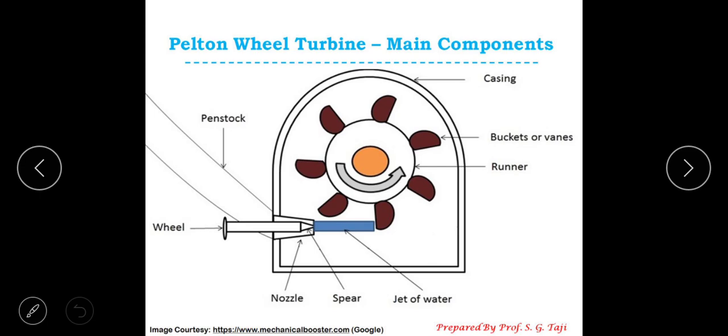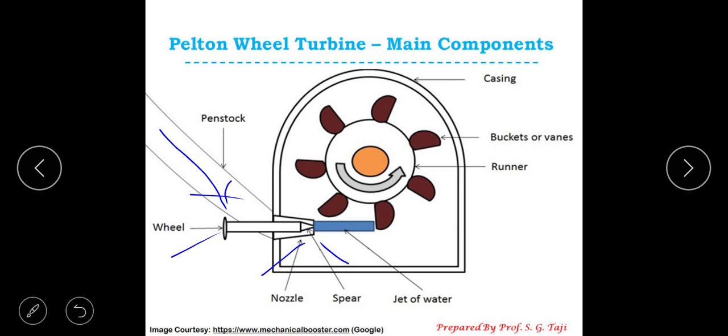Main components. It consists of a wheel with a nozzle. This is the nozzle. This is the spear, S-P-E-A-R. The spear is used to regulate or control the jet of flow of water. This is the penstock through which water is coming into the nozzle. These are the buckets mounted on the periphery of the wheel.